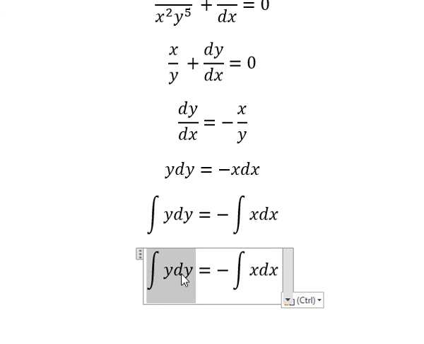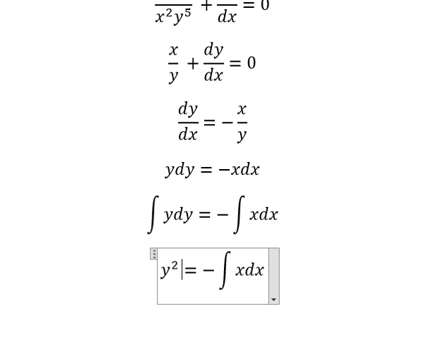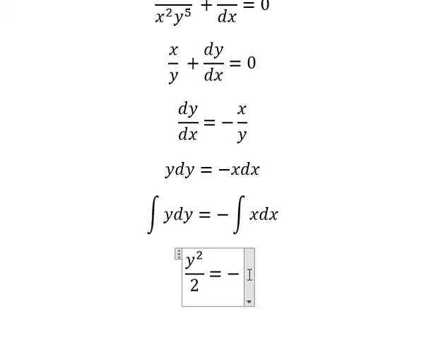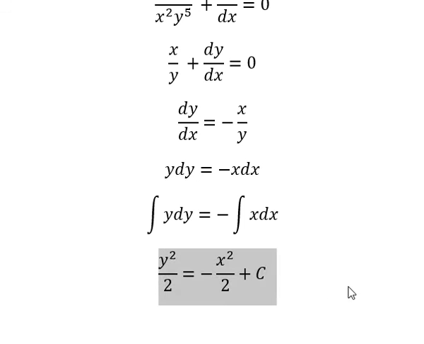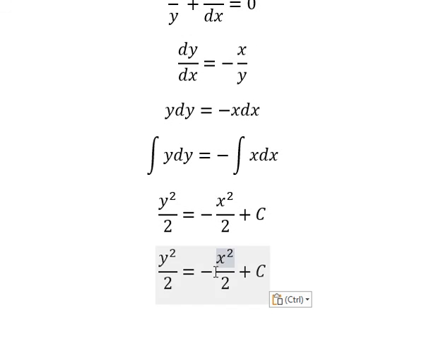The integration of this one, we have y squared over 2. This one we have x squared over 2, and I will put about c. Later that we put this one go to the left.